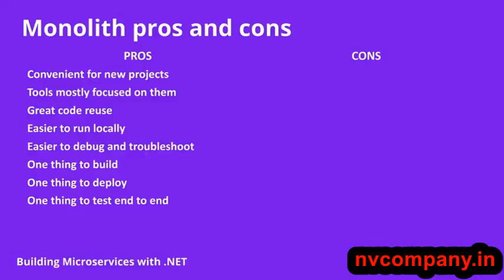There's one thing to test end-to-end. End-to-end verification of the application can take place as soon as the application has been deployed, with no other moving pieces that could impact testing. And there's one thing to scale. When the increased load demands more instances of the web application, there's only one app to scale. And when the increased scale is no longer needed, there's only one thing to scale down.